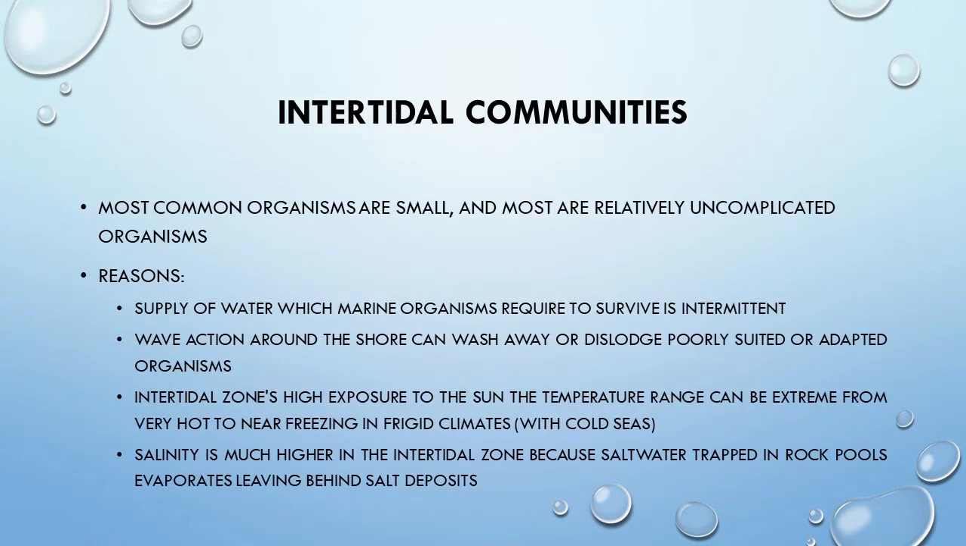Communities. In the intertidal zone, the most common organisms are small and most are relatively uncomplicated organisms. This is for a variety of reasons. Firstly, the supply of water which marine organisms require to survive is intermittent. Secondly, the wave action around the shore can wash away or dislodge poorly suited or adapted organisms. Third, because of the intertidal zone's high exposure to the sun, the temperature range can be extreme, from very hot to near freezing in frigid climates.